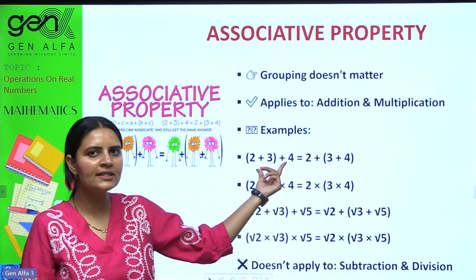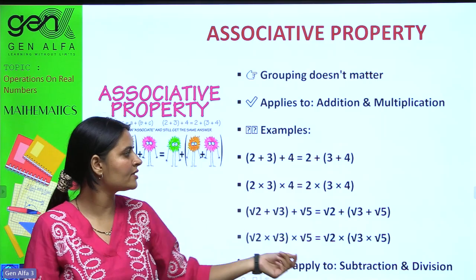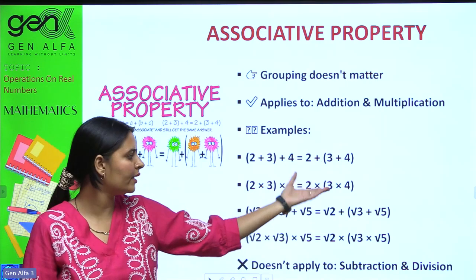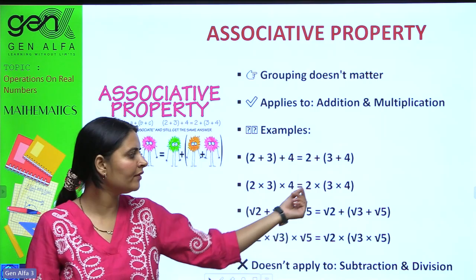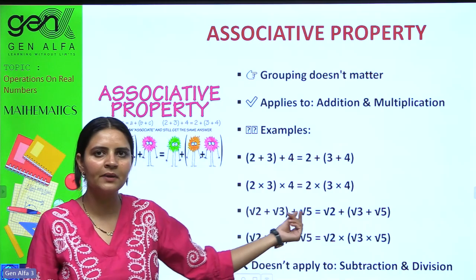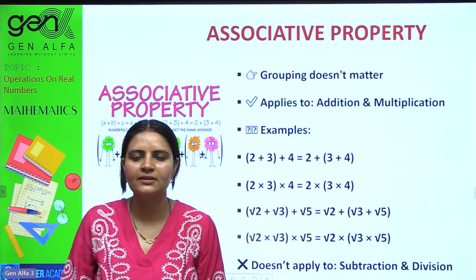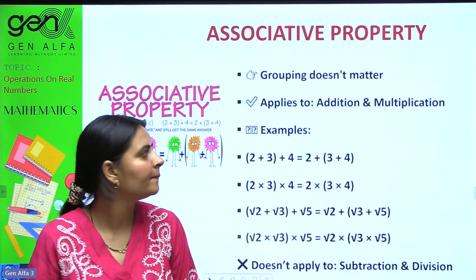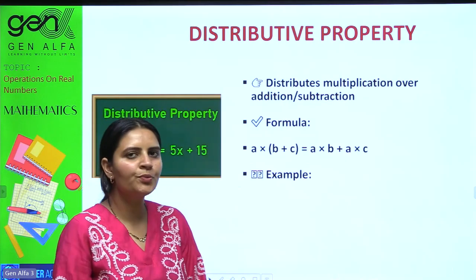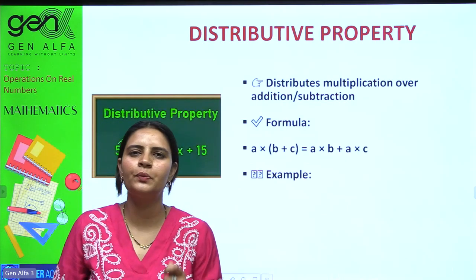Same thing, rationals adding up, giving you the same result. Rationals multiplying, giving you the same result. Irrationals adding up, giving you the same result. Irrationals multiplying, giving you the same result. Yes? Now, the last property is the distributive property.